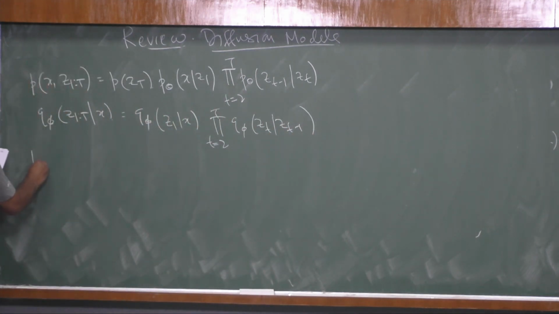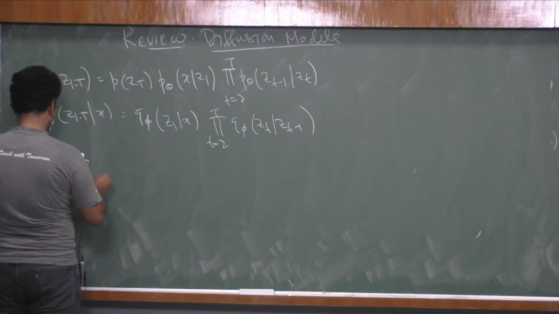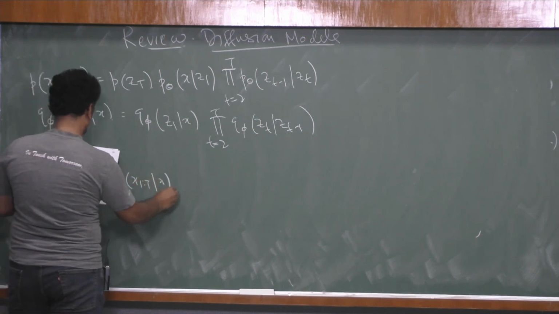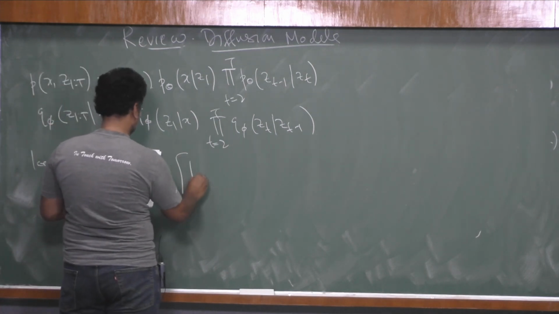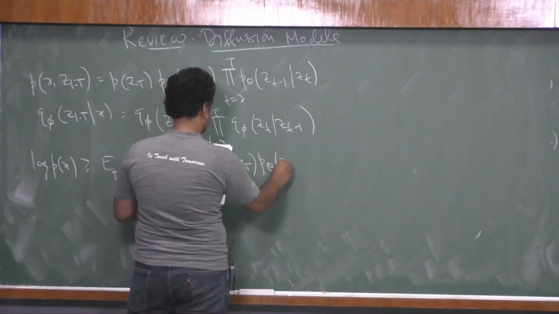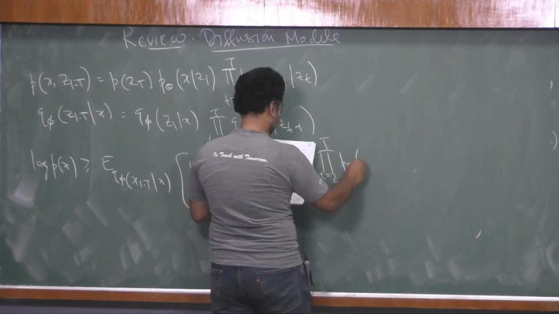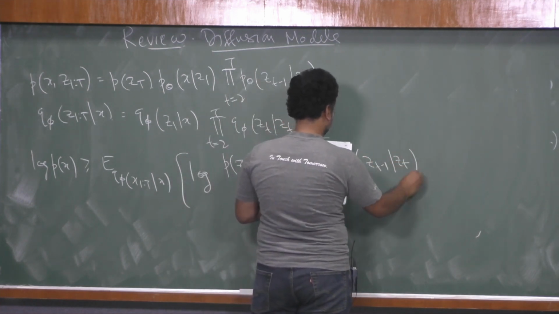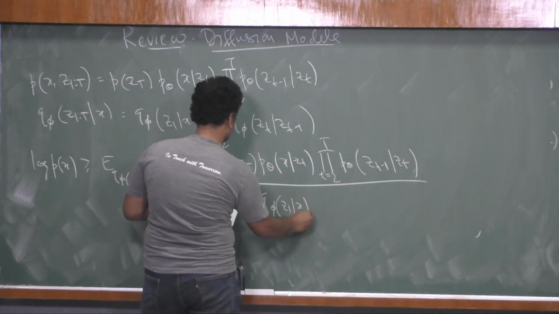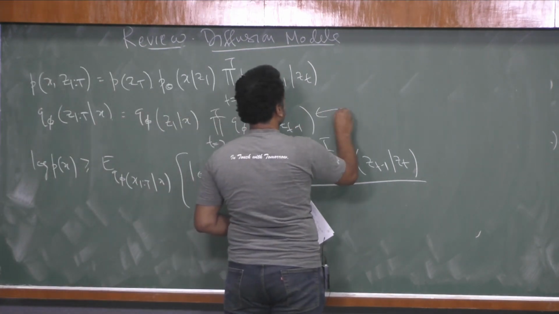So with these notations, we had the evidence lower bound, which we will write as the expectation under q_phi(z_1 to T given x) of log of p(z_T) times the product for t equals 2 to T of p_theta(z_{t-1} given z_t), divided by q_phi(z_1 given x). So this, if you recall, is the importance sampling step.